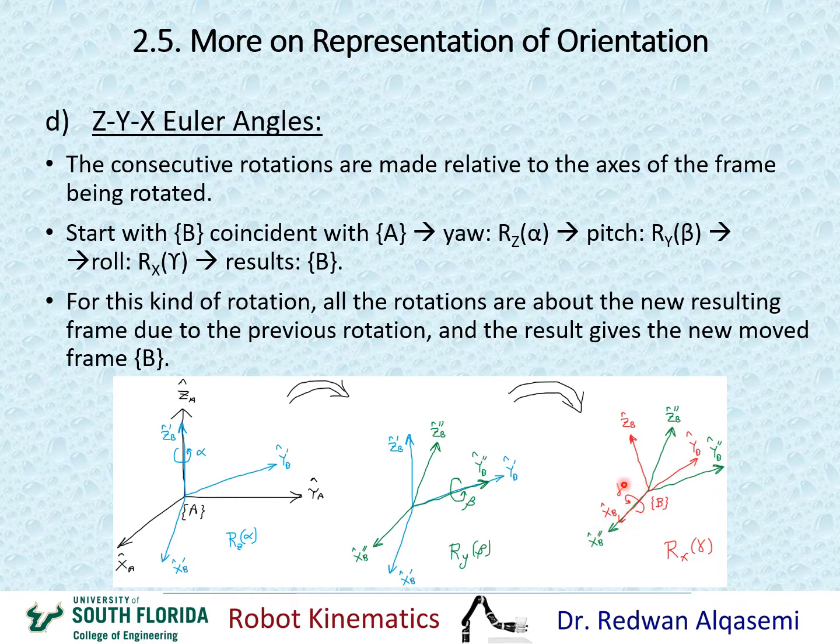I do the rotation about the new x-axis by the amount of gamma, and that gives me the red axes that you see here, which is frame B. This would be my last rotation, which represents frame B. All of these rotations happened about the new axes resulting from the previous rotations.